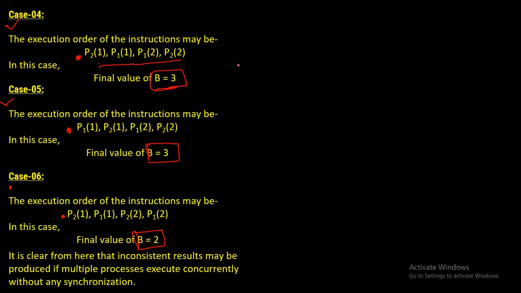So here, after completion of these 6 cases, I am getting different values of B. That means B may be 2, B may be 3, or B may be 4. So these are the 3 different values I got from these 6 cases. So this is the conflict situation. That means by changing the sequence of execution, I get 3 different values of B. So this is called inconsistency. This is called inconsistency in the final result.